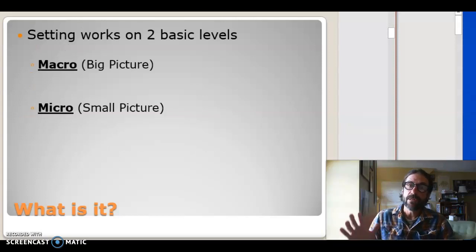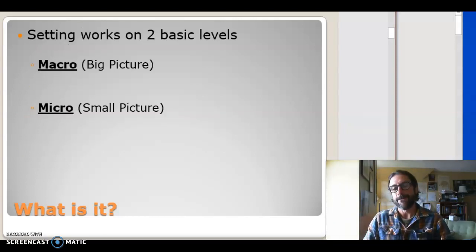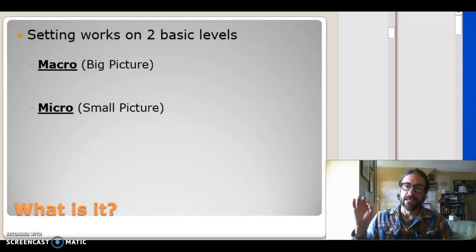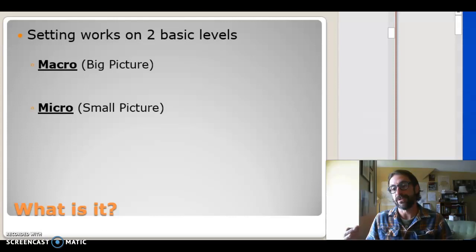You have 2 different levels of setting, macro and micro. Now, macro ideas about setting are big picture things. Things like culture, time period, and general ideas about place. Micro setting ideas or details are very specific images that an author uses to fill those setting ideas.